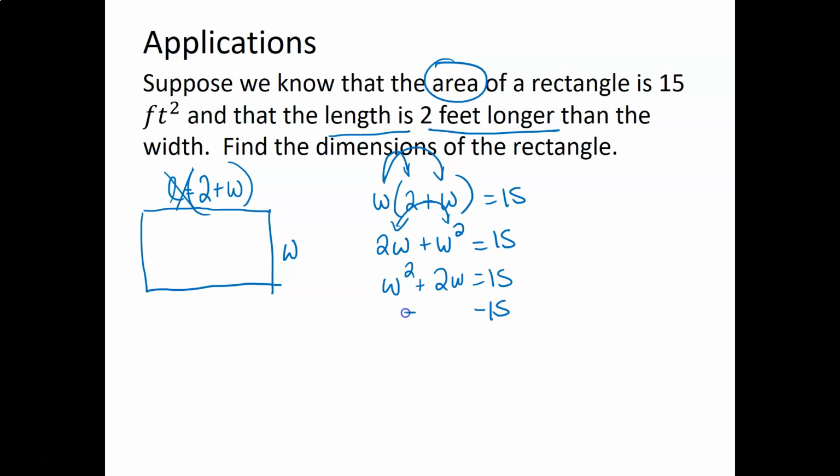And then I need to make this equal to 0, so I subtract 15 from both sides. So W squared plus 2W minus 15 equals 0. So I have created my equation. I've put it into standard form. Now I'm ready to factor.